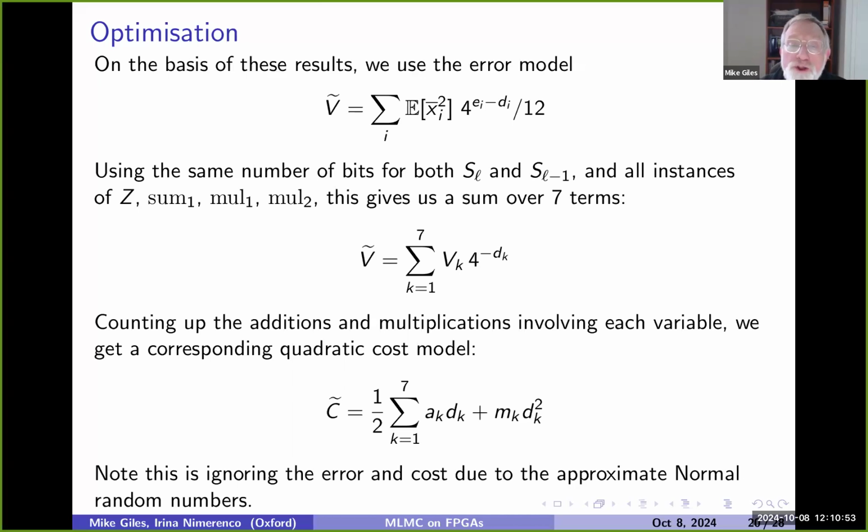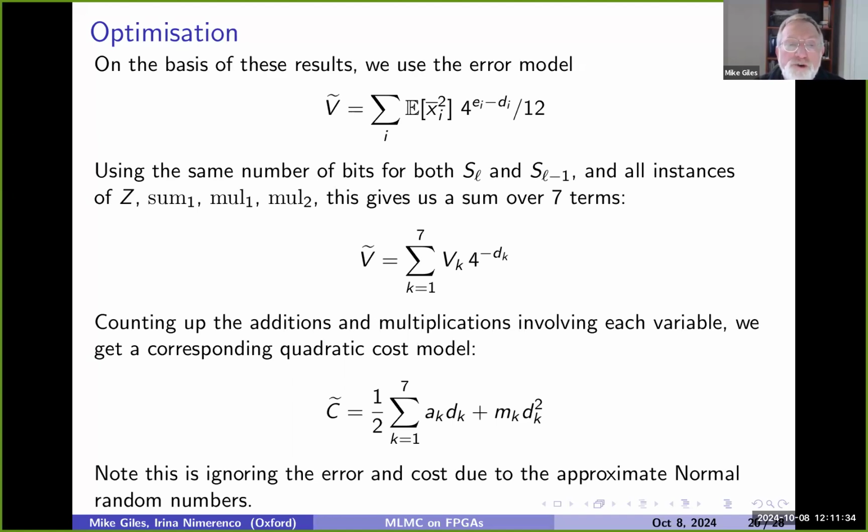Okay, so on the basis of those results, we use this as the error model, that we have a sum over all of the working variables of the expected square of the sensitivity calculated using the adjoint methodology times this quantity, 4 to the e minus d divided by 12. So again, remember that the exponent e is fixed for each of these variables based on what the range is that's needed. But the bit width d, that's something that we can control.